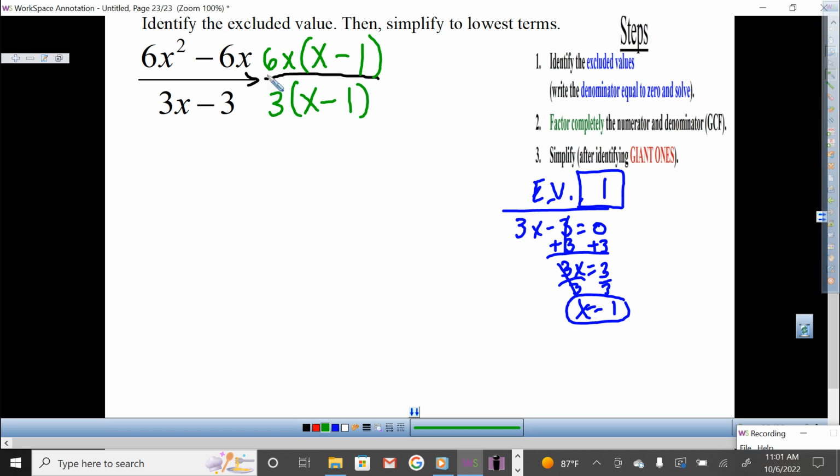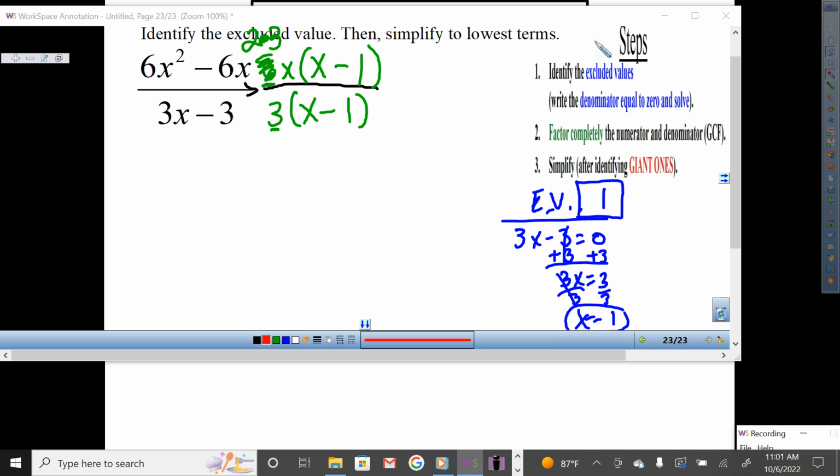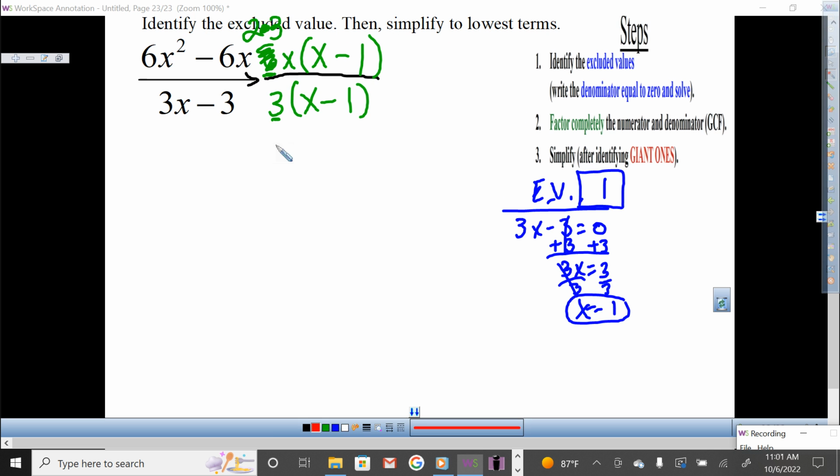Can we write the 6 using the GCF of 3? Can we rewrite it? Yeah. What do I write? 2 times 3. So no longer 6, we have 2 times 3. Now, why do we do that? Like that, it's easier to identify the giant 1. So first giant 1 is obvious, 3 over 3. Yes? All right.